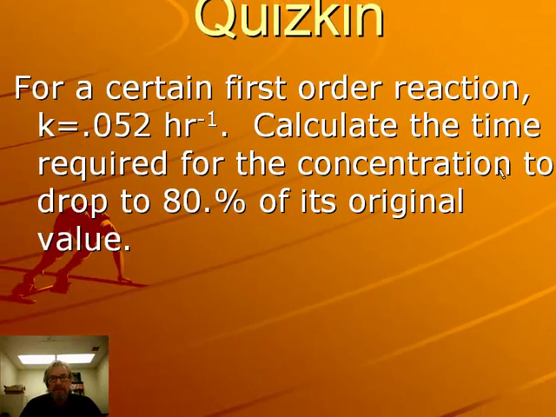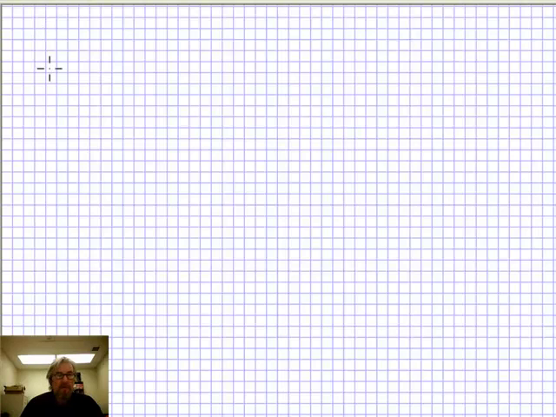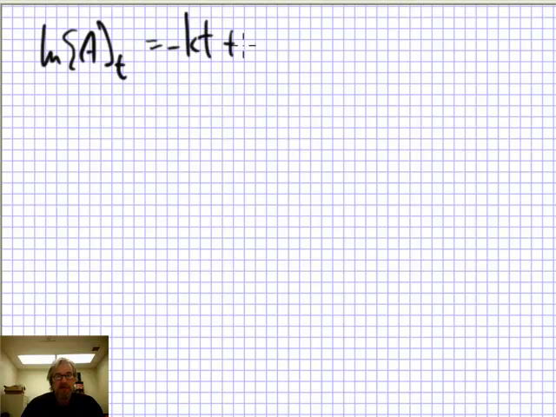You'll have to use the integral rate law to solve this problem. It says for a certain first order reaction, K is 0.052 per hour. That's the same reaction we had in the last Quizkin. Calculate the time required for the concentration to drop to 80% of its original value. Well, this is a first order reaction, so that means the relationship between concentration and time looks this way. Natural log of concentration of A at time t is equal to minus kt plus the natural log of concentration of A at time naught. Time is what I'm looking for here, so I'm going to solve this for time.